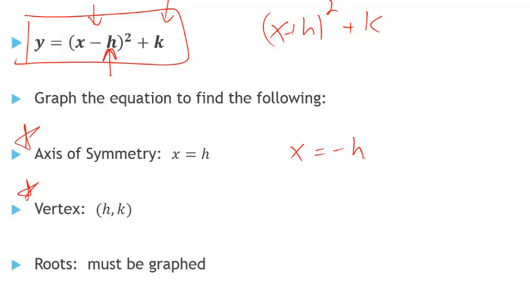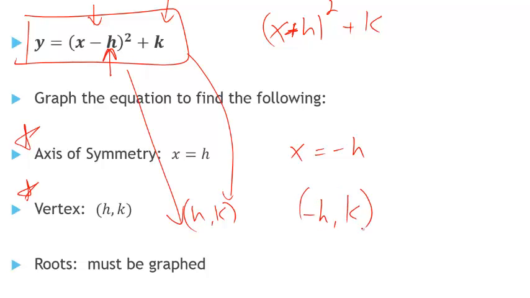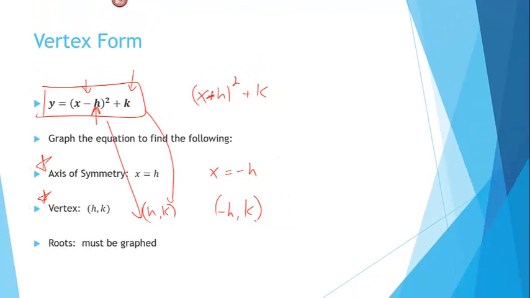And our vertex, same thing, is going to be (h, k). So it would be h without the negative, bring it down, and then our k in an ordered pair. Same thing, if we had a positive h on the inside, we would get rid of that positive and make it negative, so it would be negative h and k in an ordered pair for a vertex.